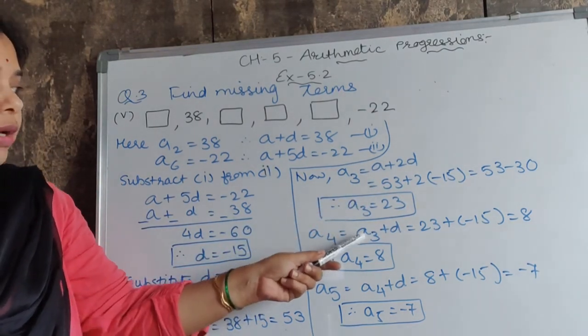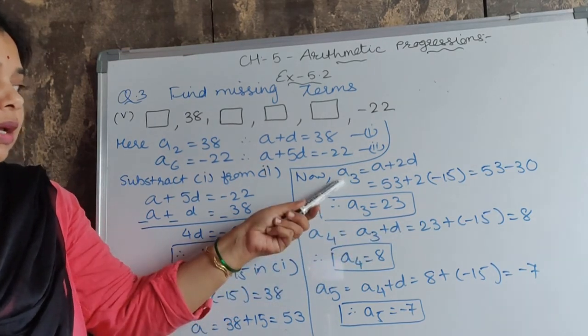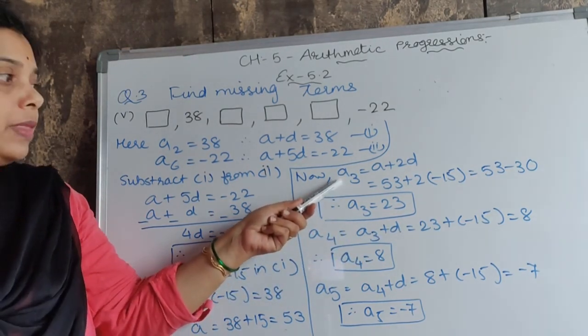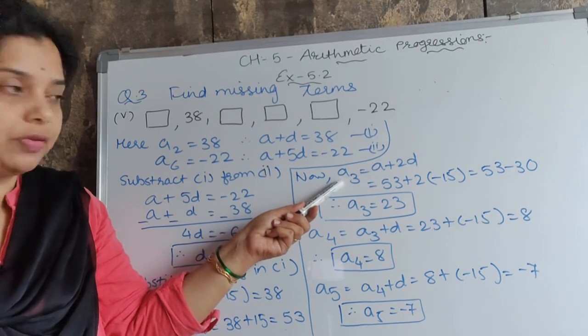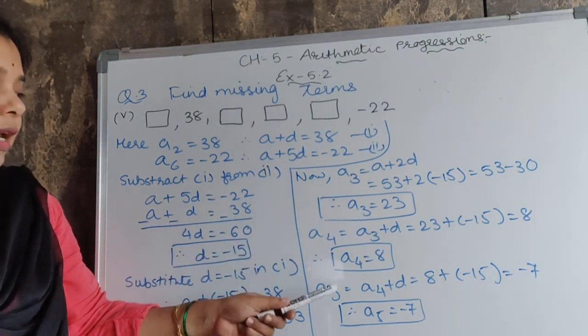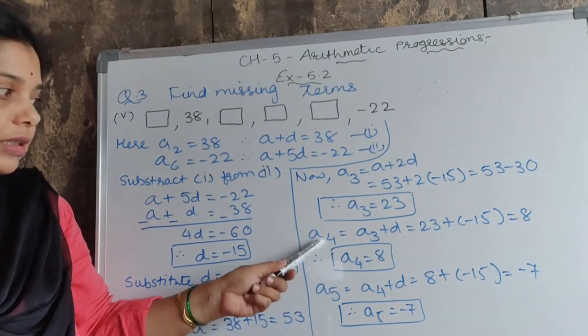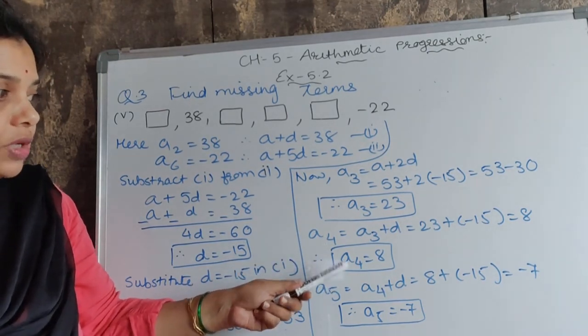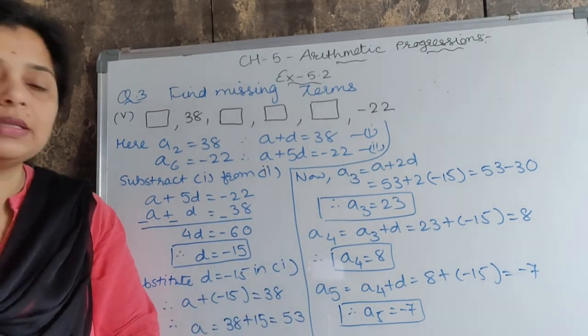A4 is equal to A3 plus D. Add the common fixed number, which means the common difference, and I will get A4. Similarly, to A4 I will again add D, and I will get A5, like this. So finally A4 is 8 and A5 is minus 7.